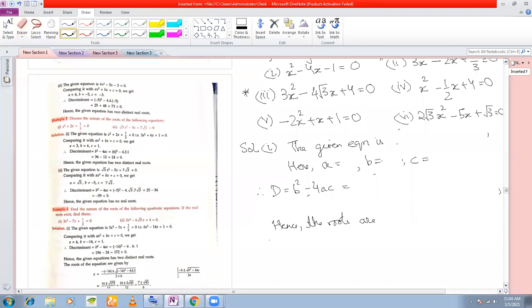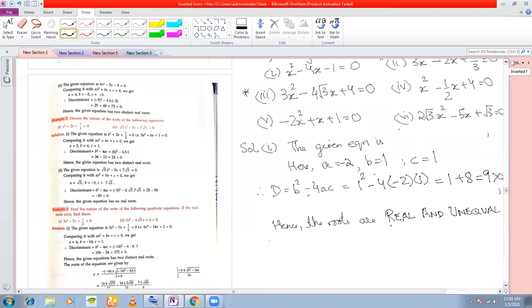Okay, so if you see the 5th one carefully, you will see that a is minus 2, b is 1, and c is 1. Put it here, b square minus 4 into a into c, which is equal to 1 plus 8, which is equal to 9, which is greater than 0, right? So we say that the roots are real and unequal.